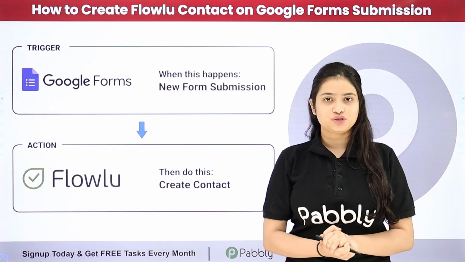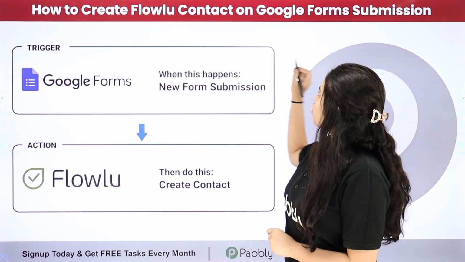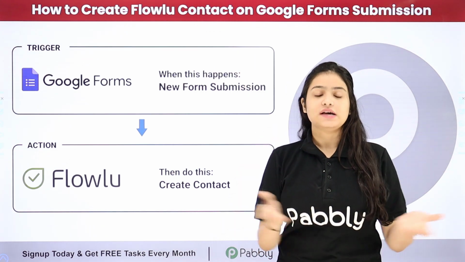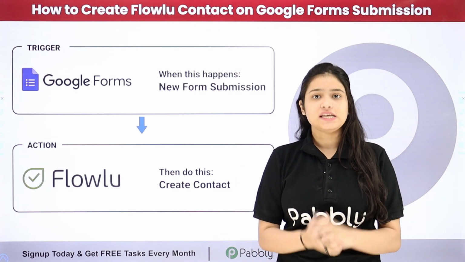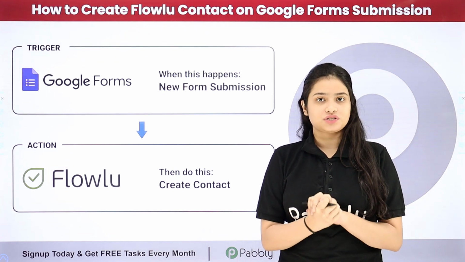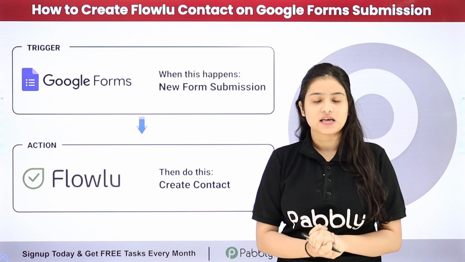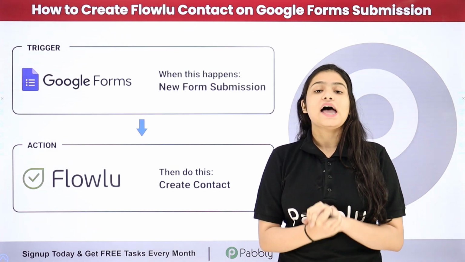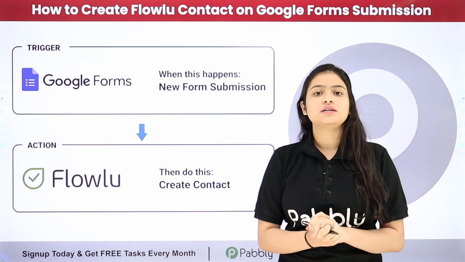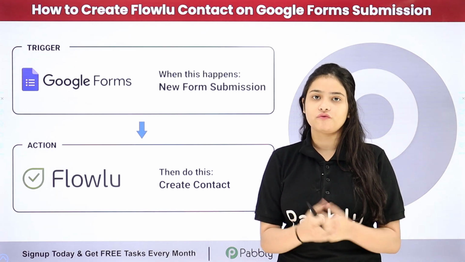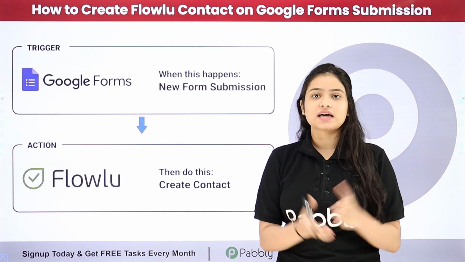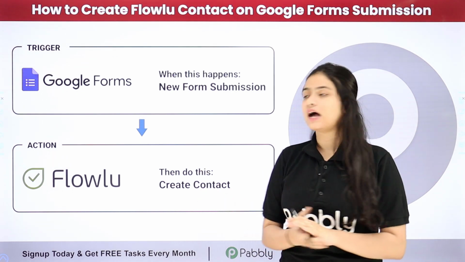In this video, we are going to learn how to create Flowlu contact on Google Form submission. So I am managing a real estate agency, and to collect the inquiries of the interested clients, I have created a special inquiry form with the help of Google Forms. I have attached this form on my website, and now my objective is, when the interested client or a lead is going to submit that form with their details, by using those details, I want to create a contact in my CRM, that is Flowlu.